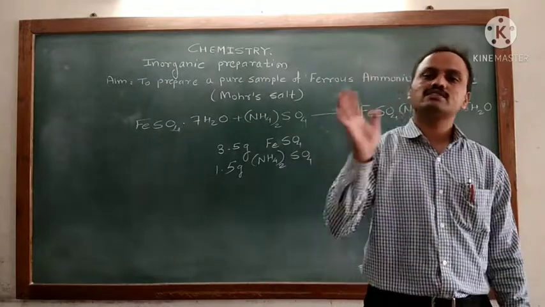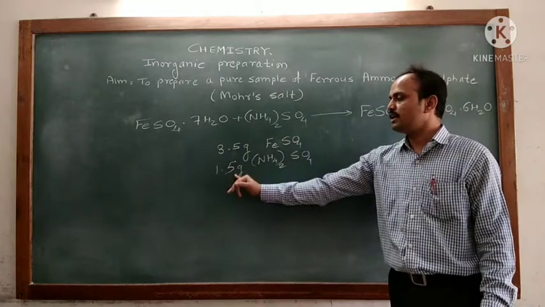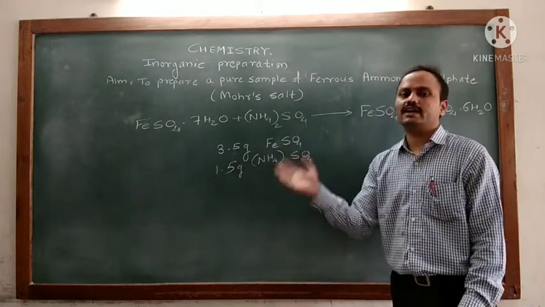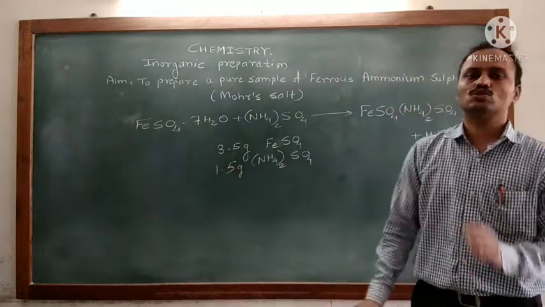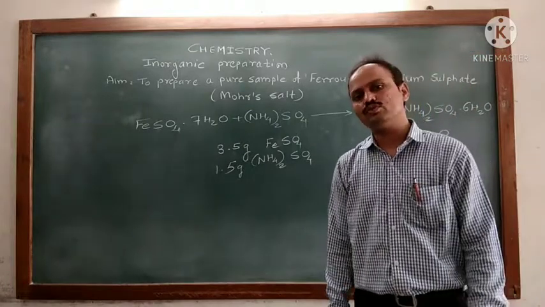So, let us see the weighing of ferrous sulfate and ammonium sulfate, the addition of these two powders to the beaker, and the addition of 10 drops of sulfuric acid.